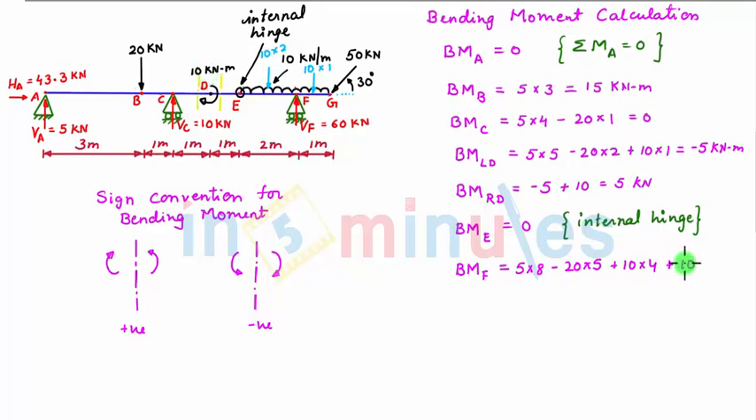So plus 10. Then there is an anti-clockwise moment caused due to this much part of UDL of intensity 10 kN per meter acting for a span of 2 meter. So we can assume a point load of 10 into 2 magnitude force which is acting at the center, that is at a distance 1 meter from point F. So we have minus 10 into 2 into 1. So this is equal to minus 30 kN meter.